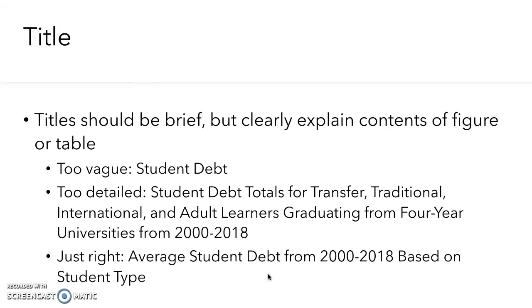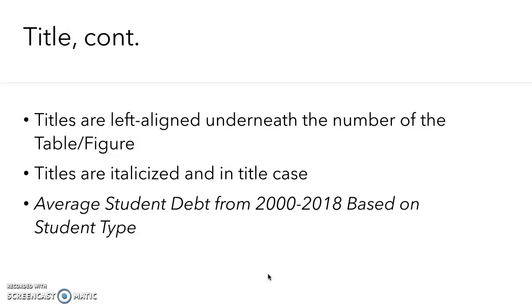The title should be brief, but also clearly explain what the figure or table is showing. So something like student debt would be too vague, but something like that second example would be a little bit too much information. So something just right would be that third one. And the title is going to be left aligned underneath the number of the table or figure. It's going to be italicized and in title case.